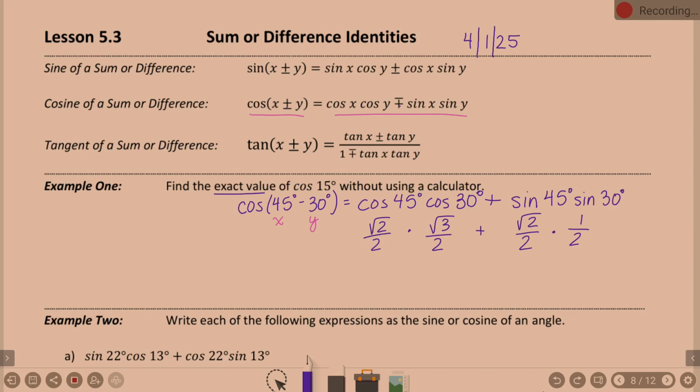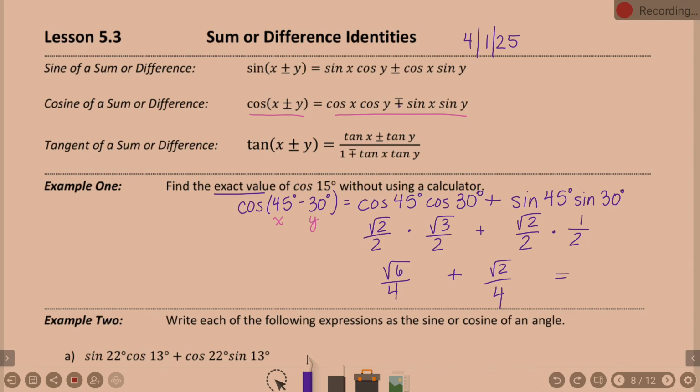Multiply, what is square root of 2 over 2 times square root of 3 over 2? Square root of 6 over what? No, 4. Remember, multiplying fractions, just multiply top times top, bottom times bottom. So square root of 2 times square root of 3. Remember, as long as they're the same type of root, you can multiply them. Square root of 6. 2 times 2 is 4. Plus, what about square root of 2 over 2 times 1 over 2? Square root of 2 over 4.